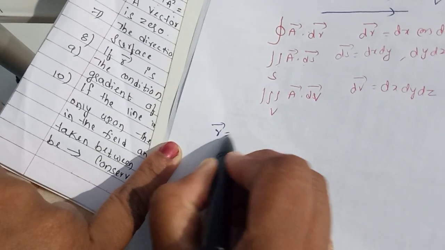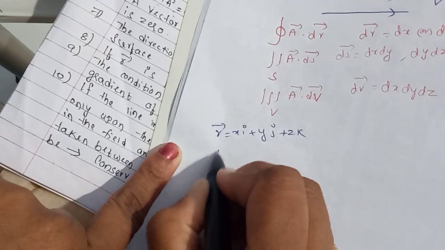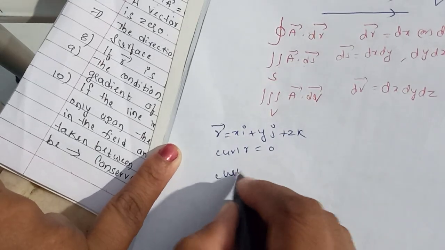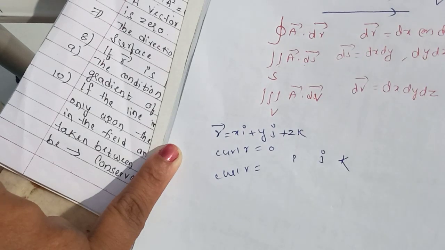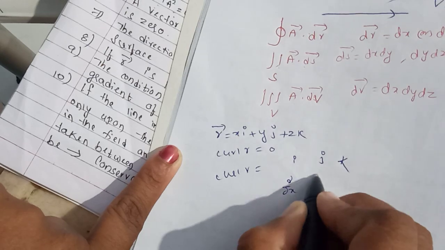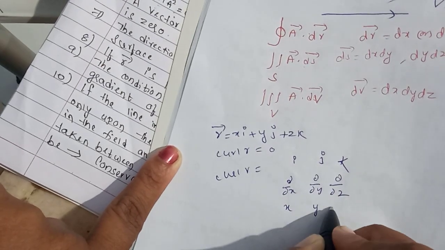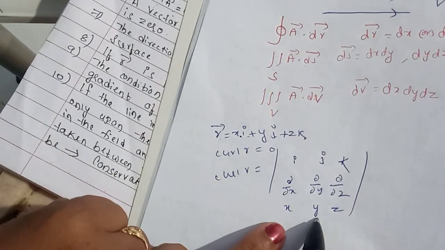Generally r is the position vector, xi plus yj plus zk, no. He is saying curl r, its value is 0. How will we write curl r? Right? i, j, k. Okay. Dou by dou x, dou by dou y, dou by dou z. x, y, z. r equal to xi plus yj plus zk. I know, that only I wrote.